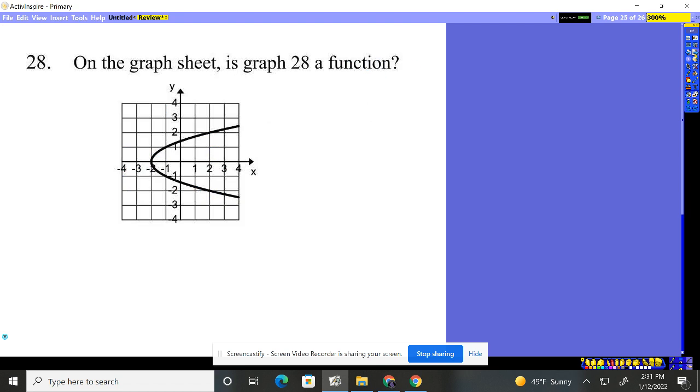28 on the graph sheet. Is graph 28 a function? To be a function, for every x, there can only be one y value. Well, we can do the vertical line test and see right here, when x is 1, it has a value here and here. When x is 3, it has a value here and here. This one does not pass the vertical line test. When x is, in this case, 1, it has 2 solutions, and we can't have that happen. So no, this is not a function.